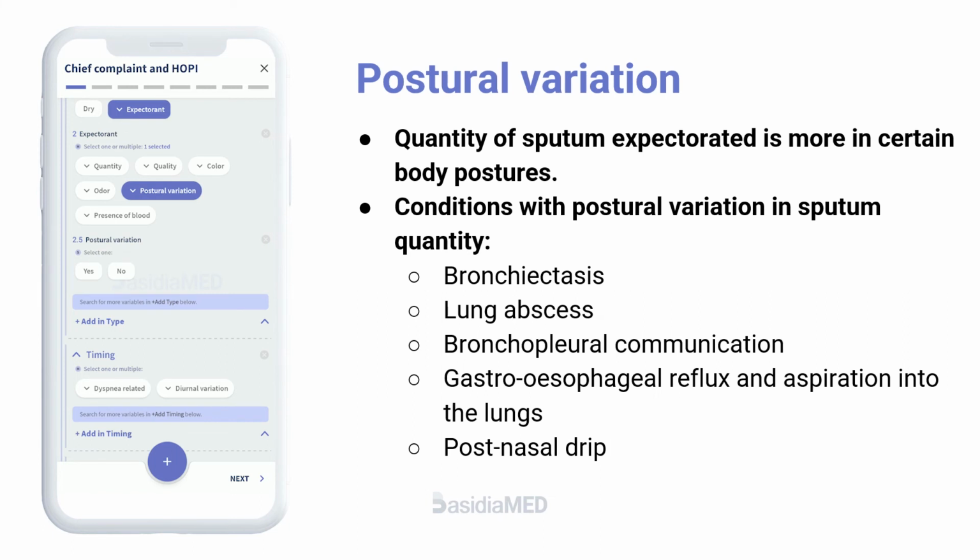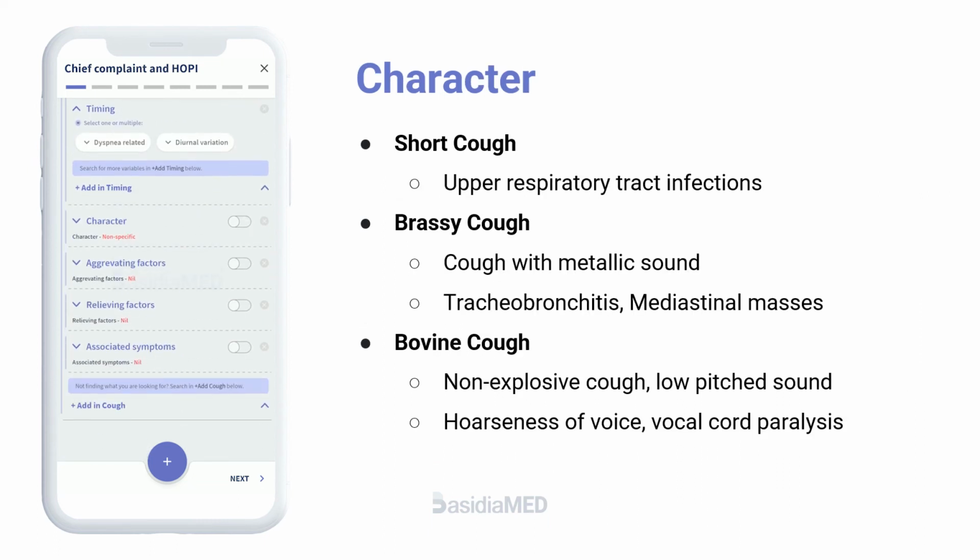Quantity of sputum expectorated is more in certain body postures. The conditions associated with postural variation of sputum include bronchiectasis, lung abscess, bronchopleural communication, gastroesophageal reflux, and aspiration into the lungs and postnasal drip. Character of cough.